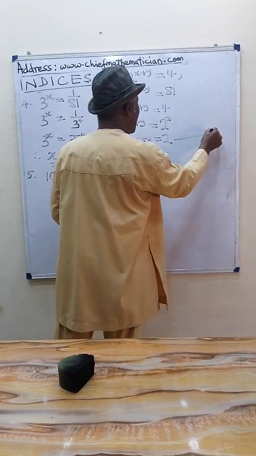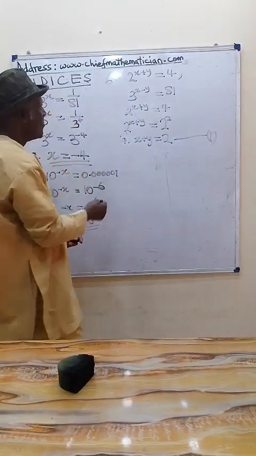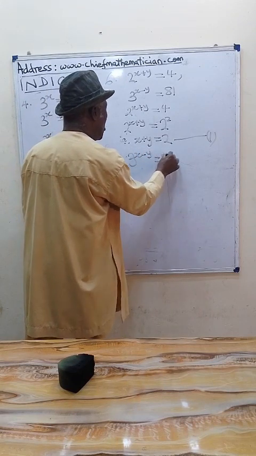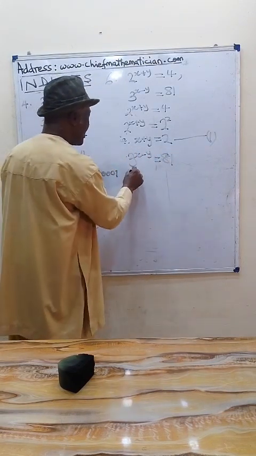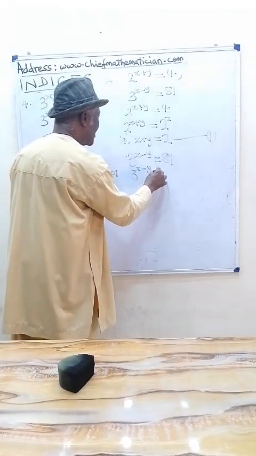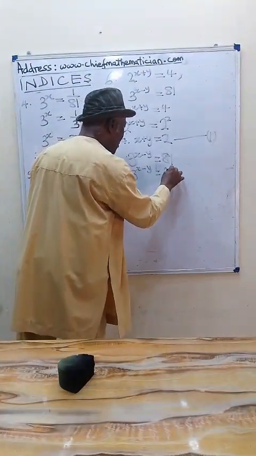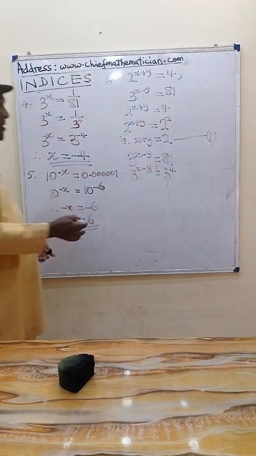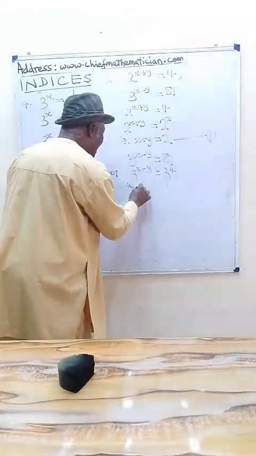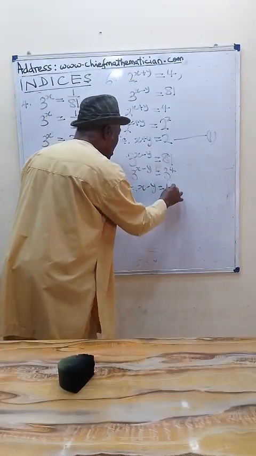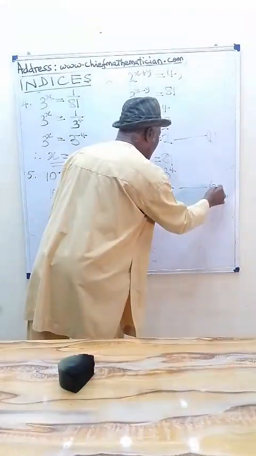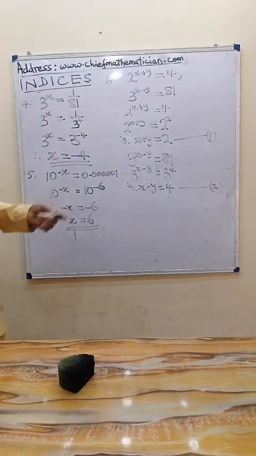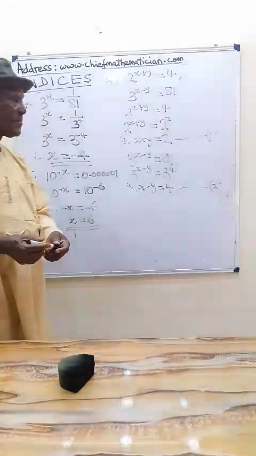Call it equation 1. Now, 3 to the power x minus y is equal to 81. 3 to the power x minus y is equal to 3 to the power 4, because 81 is 3 to the power 4. On the same base again. That is, you are saying that x minus y is equal to 4. Call it equation 2. We now solve equations 1 and 2 as simultaneous equations.